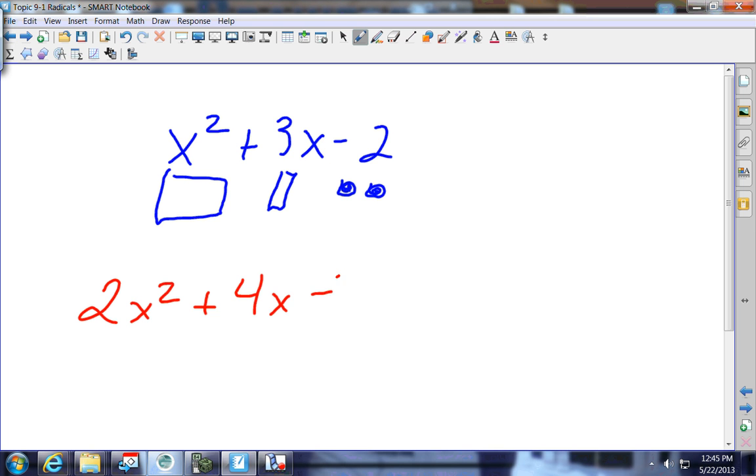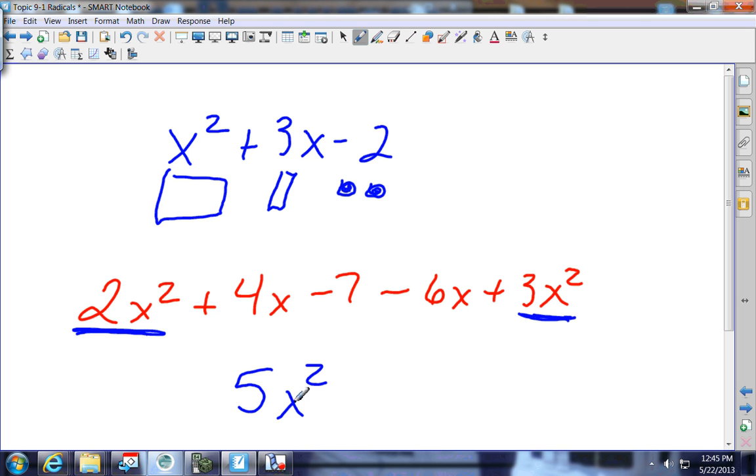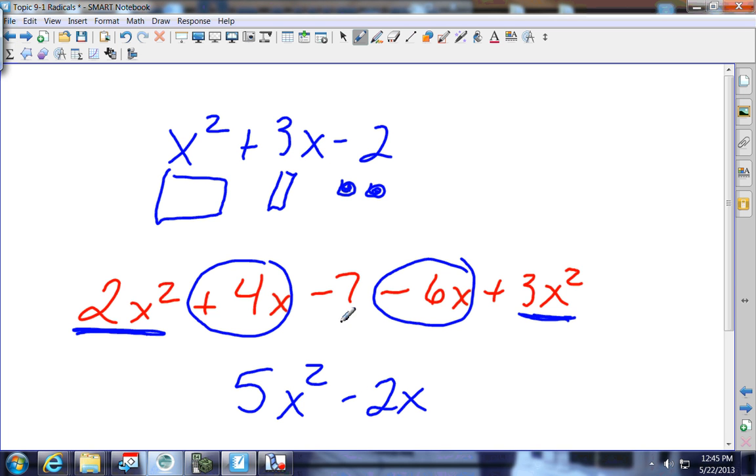Hold on. Minus 7 minus 6x plus 3x squared. What can you put together here? All right. The 2x squared and the 3x squared, which is 5x squared. We kept the x squareds the same. Then you have 4x and minus 6x, which is negative 2x, or minus 2x. The negative 7 doesn't have a buddy, so it stays like this, right?